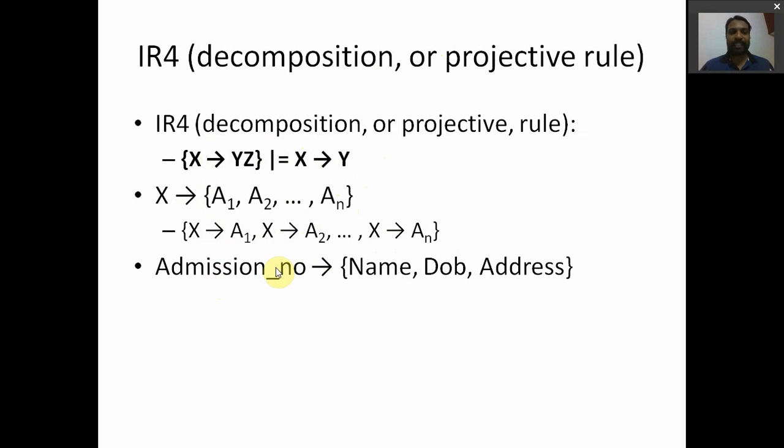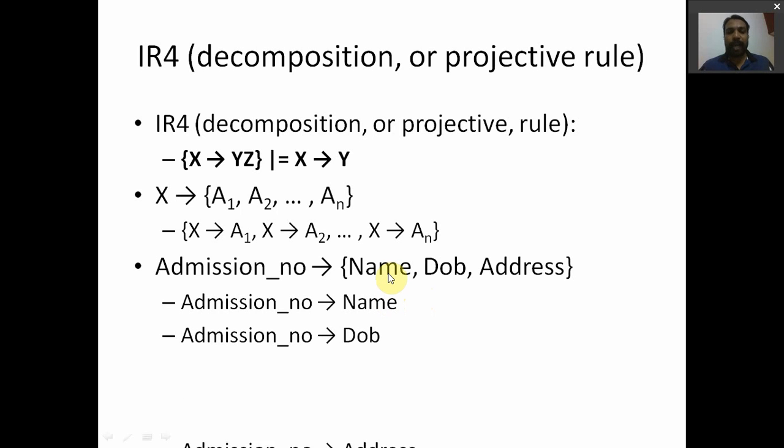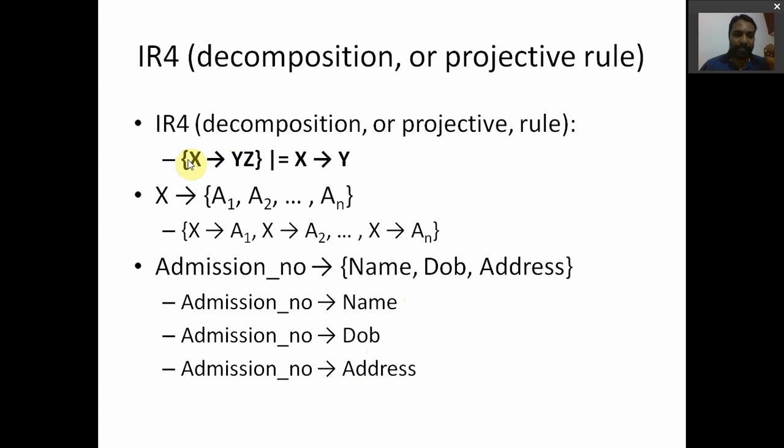For example, if there is a functional dependency admission number to name, comma, date of birth, comma, address, we can decompose it into admission number to name, admission number to date of birth, and admission number to address. So this is known as the decomposition or projective rule. If there is a functional dependency x to y z, we can infer that x to y and x to z hold. So this is known as the decomposition or projective rule.